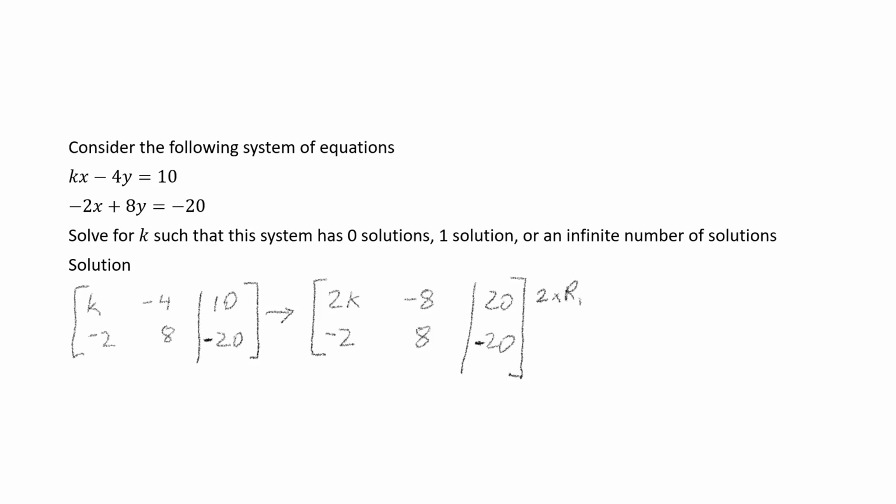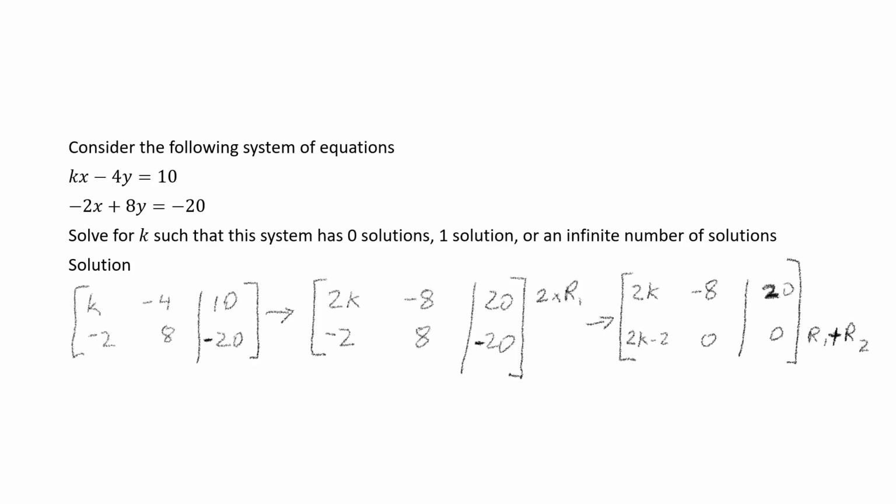That's going to change it from k, negative 4, 10 to 2k, negative 8, 20. What we're now going to do is add row 1 plus row 2. Doing that to the x column gives us 2k minus 2. Doing it to the y column gives us negative 8 plus 8, which is 0. And doing it to the far right column gives us 20 plus negative 20, which is 0.